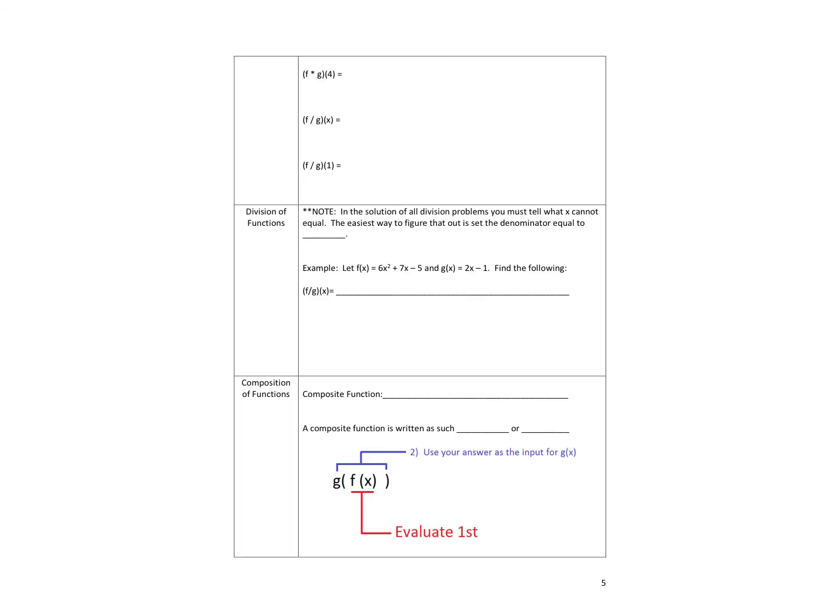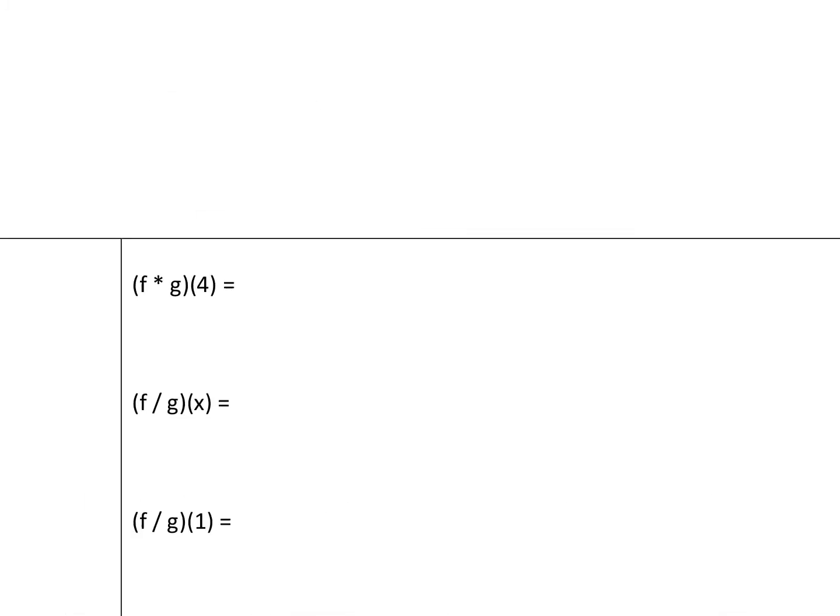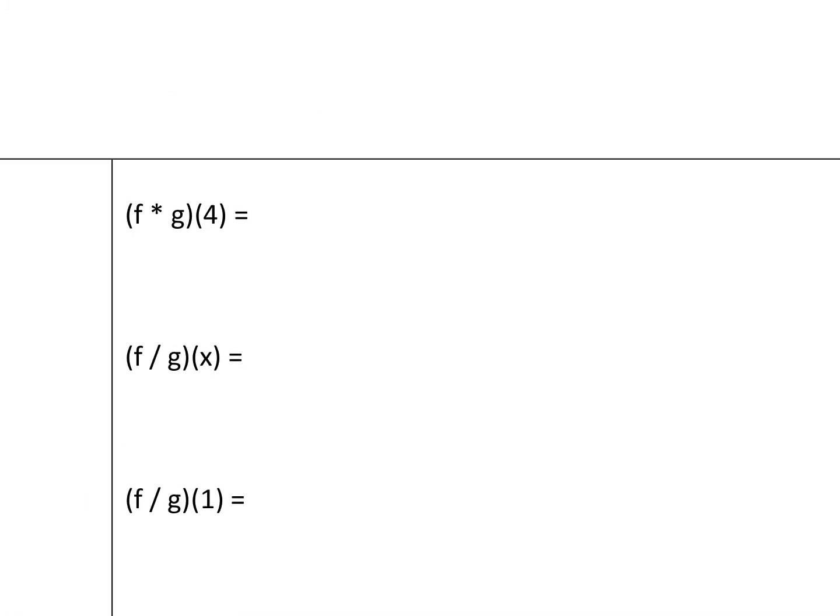So, if we have f times g of 4, what do you think we're doing there? Aren't we going to plug that into our previous answer? Or we could find f of 4 and g of 4 and just multiply those two things together. So we got 4 to the third plus 4 squared minus 4 minus 1.